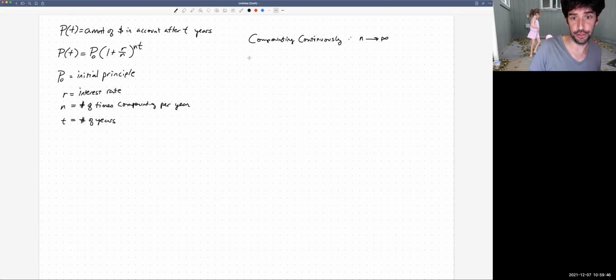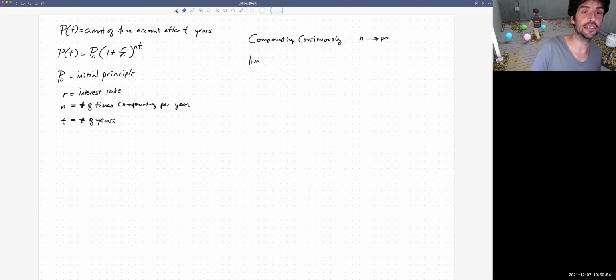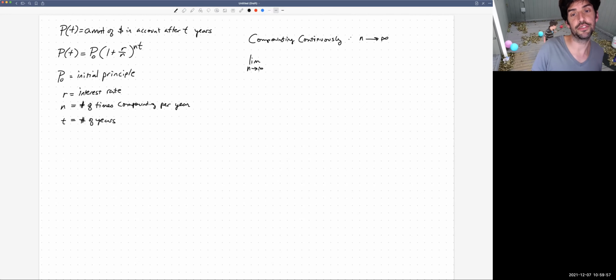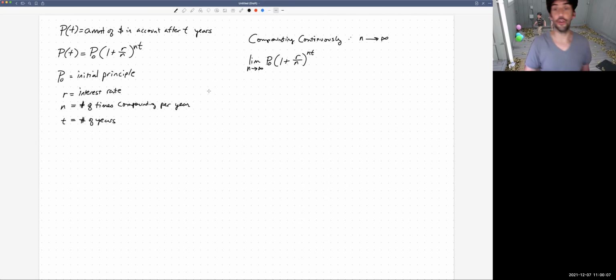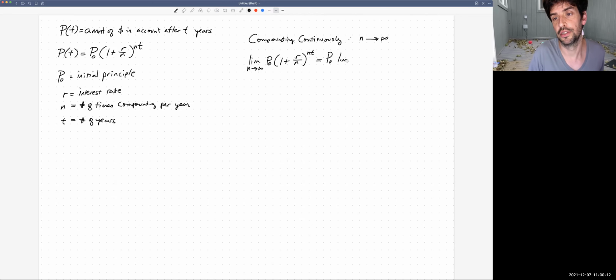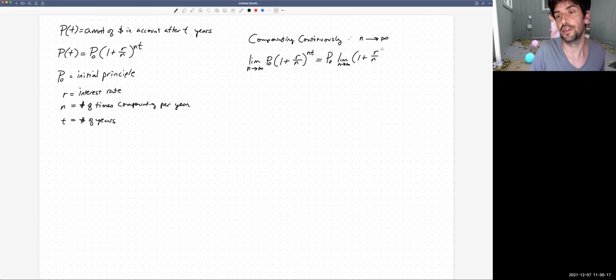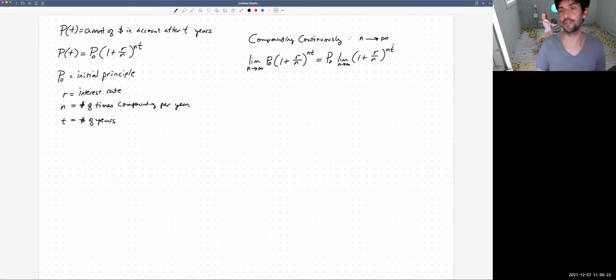In other words, what we want to do is take the limit as n goes to infinity. Sorry, not x. There's not even an x in this problem. We want to take the limit as n goes to infinity of P naught (1 plus r over n) to the nt. Okay, so my first step is I'm going to just take P naught out. Right, it's a constant. It's how much money you put in at the beginning. This is one of our limit laws. It does not get affected by that limit, and so we've got a little bit simplified of a problem.